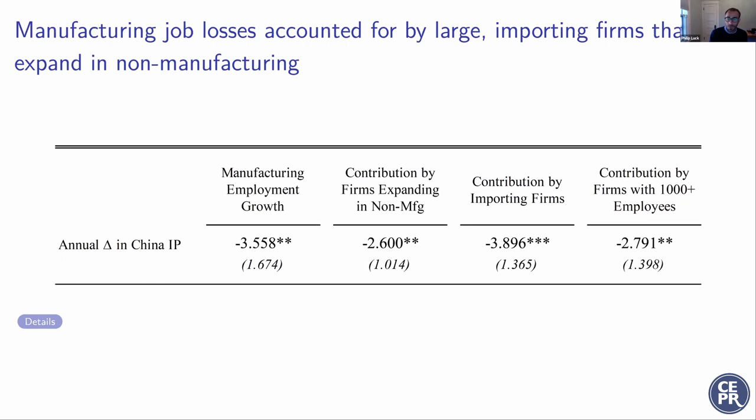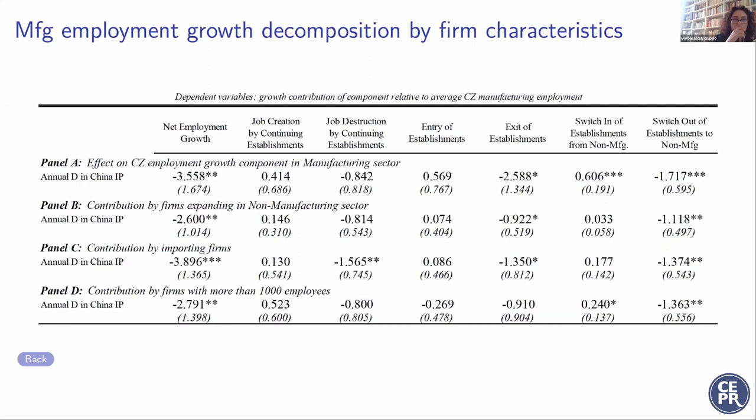And I can show you here really quickly that this is also the case. What I just showed you before was this first column here, which is just the net employment growth, and the basic patterns hold throughout. The one thing I want to point out is that not only is the employment decline within these large importers that are expanding non-manufacturing, that's also where all of the switching is coming from, right? So it's these large firms that are also repurposing their continuing establishments. Again, that doesn't tell us about the net employment effects, but it's an important data point.